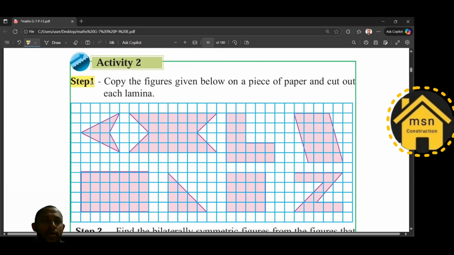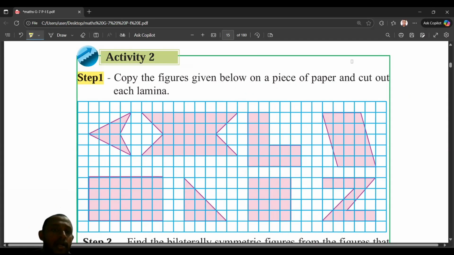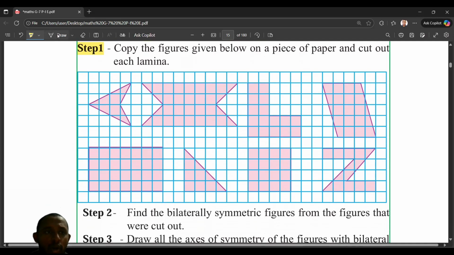Step 1. What you have to do first: copy the figures given below on a piece of paper and cut out each lamina. These are the figures given to you one by one. So what you have to do, you have to cut them separately, right?